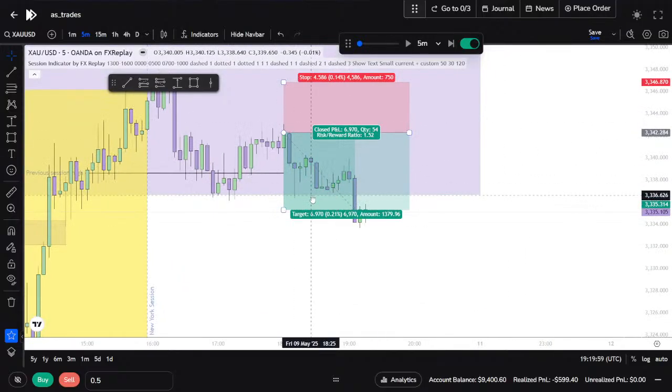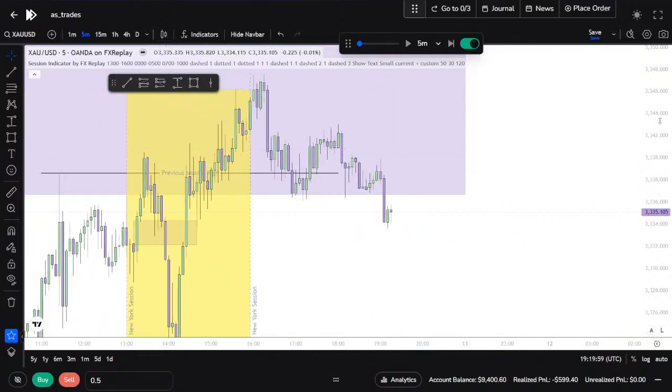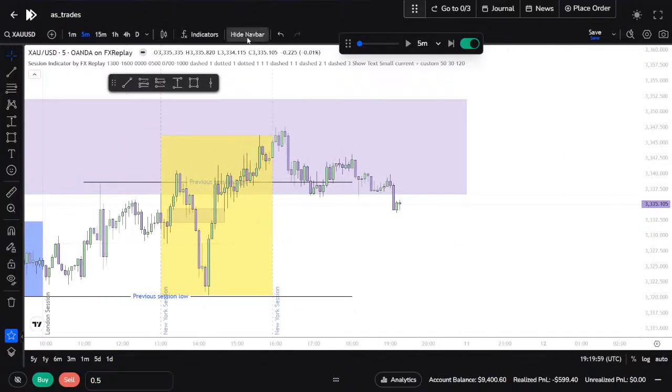So I would have won this trade, but it's only 6 or 7 pips. A win is a win, but I wouldn't take this. I'm only taking A plus setups from now on. So we keep going. That was a little recap of what I did today so far.